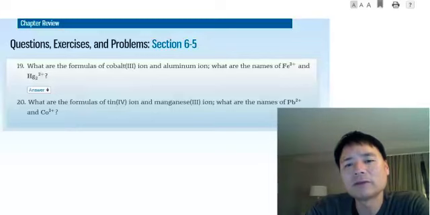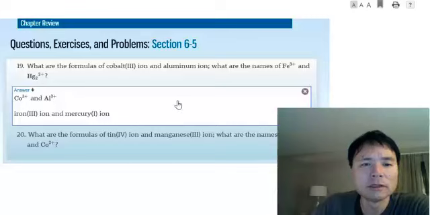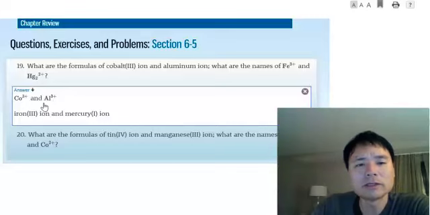What are the names of Fe3+? Well, Fe is variable charge, so that would be iron, parentheses, Roman numeral 3, close parentheses, and Hg2 2+. That's the polyatomic that we memorized. That's called mercury, Roman numeral 1 in parentheses, all one word. So let's check the answers here. We got Co3+ and Al3+ for the cobalt-3 and the aluminum ion. And then we have the iron 3 ion, iron Roman numeral 3, and the mercury 1 ion, Hg2 2+.